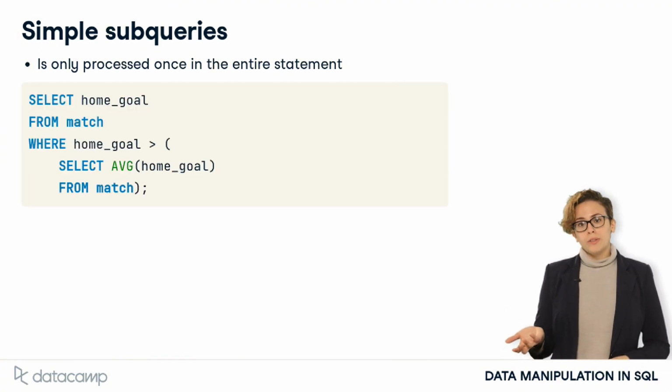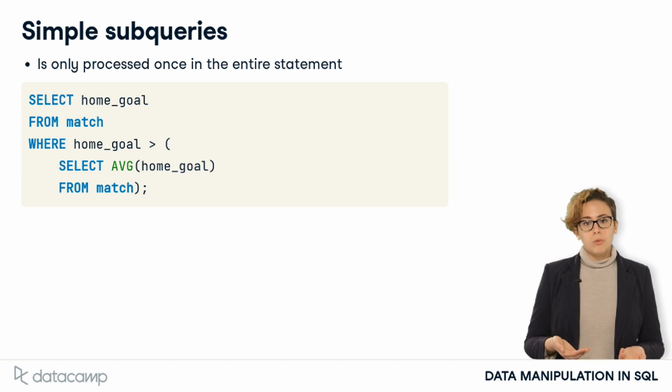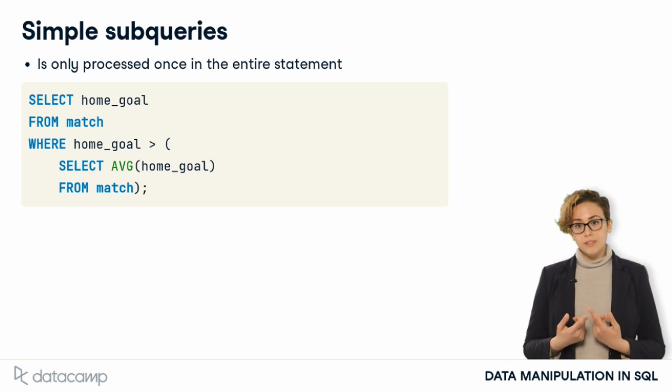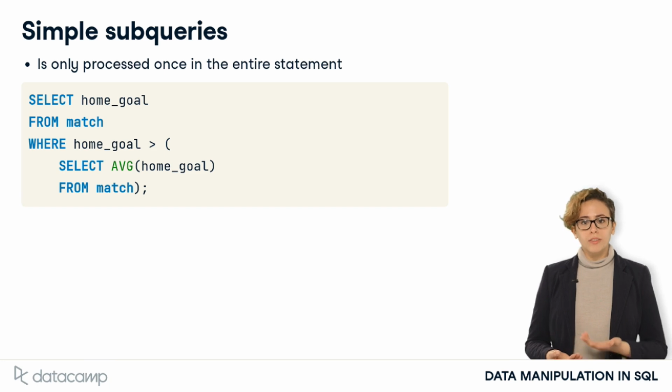Here's the same query you see above. The subquery in where is processed first, generating the overall average of home goals scored. SQL then moves on to the main query, treating the subquery like the single aggregate value it just generated.